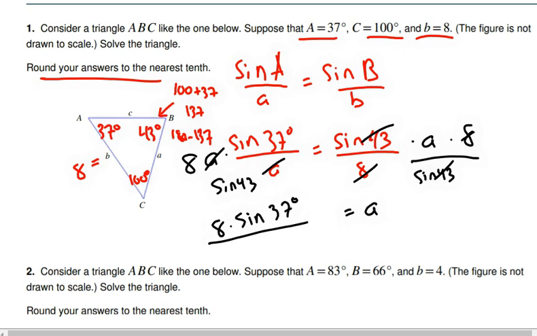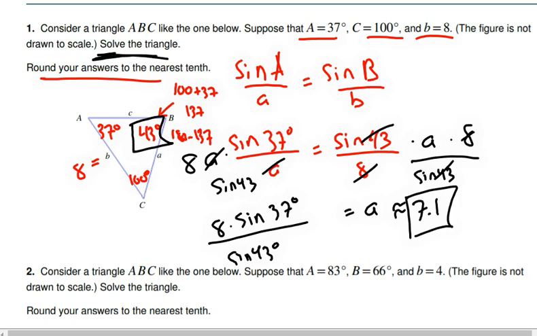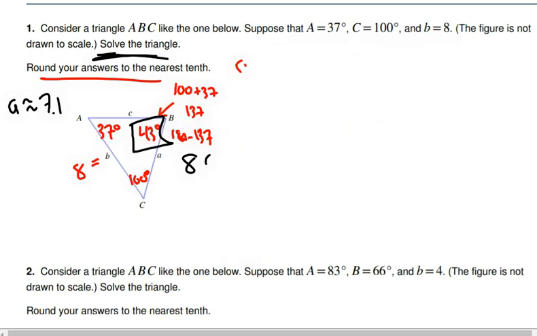So just to write this left side all in one long sentence, 8 times the sine of 37 divided by sine of 43. And that's great that I haven't done any rounding because I'm literally just going to type that into the calculator and hit enter. And what do you know? It's approximately 7.1. So I'm going to make a little summary up here. Little a is 7.1. And now I need to play the game again, solving for little c. So sine of angle C over little c equals sine of b over little b.